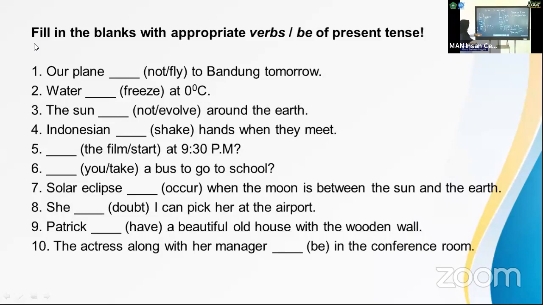Oke, jadi gitu ya. Kalau misalnya subjeknya diganti dari Patrick to Tania and Randy, so, gimana jawabannya? Ya, Tania and Randy have a beautiful old house with the wooden wall. Tergantung subjek ya. Kalau misalkan I and my family, we have a beautiful old house with the wooden wall, sama saja ya. And then if we change the subject into the singular, especially for he, she, it, for the subject pronoun, ya you have to use has. Oke, jadi yang benar adalah, the correct way to answer number 9 is Patrick has a beautiful old house with the wooden wall.